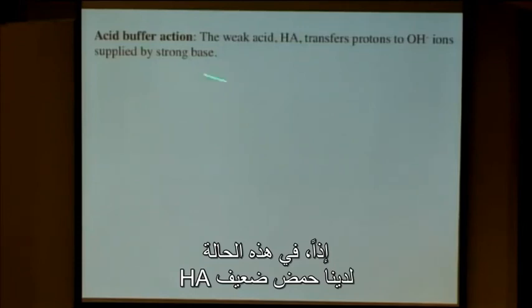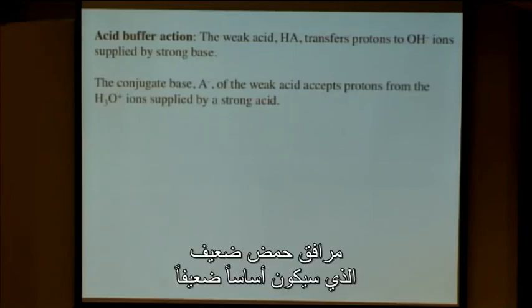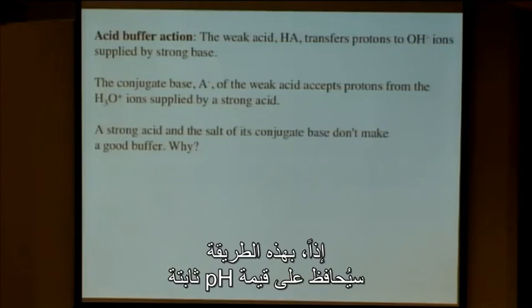So in this, you have a weak acid, HA. It'll transfer protons to OH minus supplied by the strong base. The conjugate of that weak acid, which would be a weak base, is going to accept protons from any acid that is supplied. So in this way, you maintain the pH.